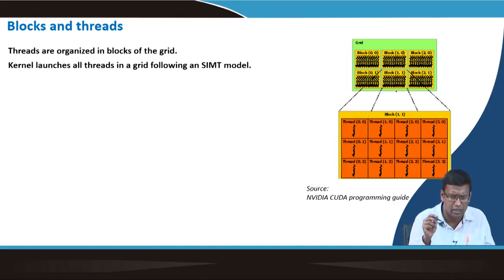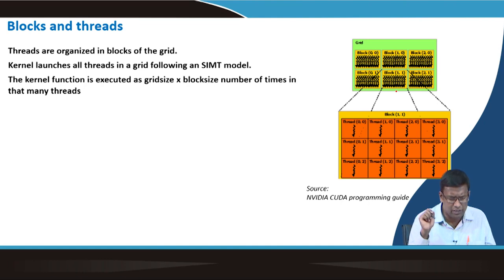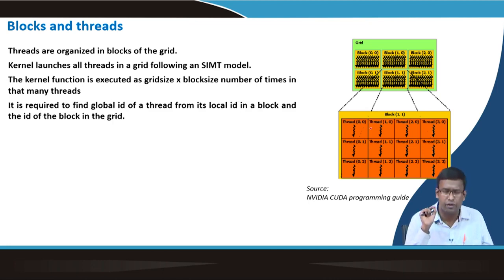Kernel launches all threads in a grid following an SIMT model, single instruction. The instruction is the same for all the threads. The kernel function is executed by grid size into block size, that many threads. So each thread is executing the kernel function. So the total number of threads is the total number of executions of the kernel function, but each is operating on a different thread location. It is required, therefore, that each thread is tagged with a different location of the memory, because it is again a single instruction multiple thread, or single instruction multiple data model. So the same instruction is being passed, but each instruction is looking into a different location of the memory.